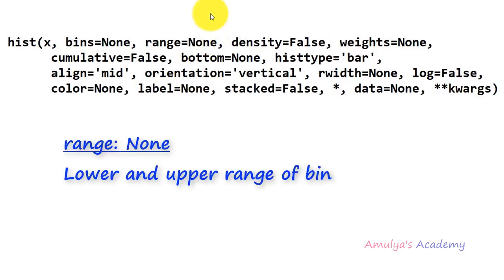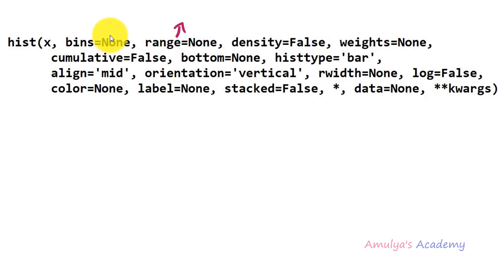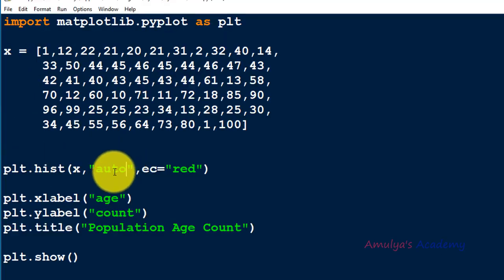So the next parameter is range. The default value is None. You can take a tuple value or None. This is nothing but the lower and upper range of the bins. If you didn't mention that, it will take the minimum value of x and the maximum value of x as the range. Range has no effect if bins is a sequence. For example, here I am taking auto, right? So then I'll take range.